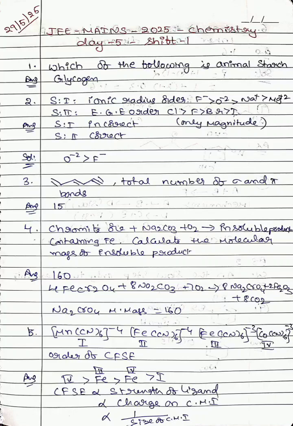First question, which of the following is animal starch? Animal starch is glycogen. Simple question.